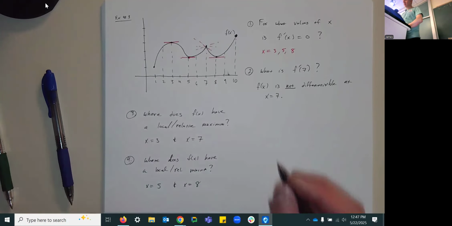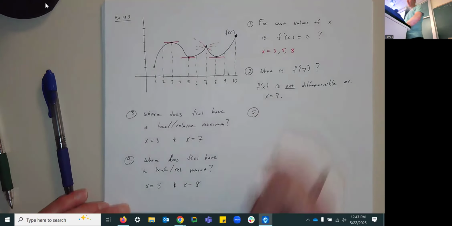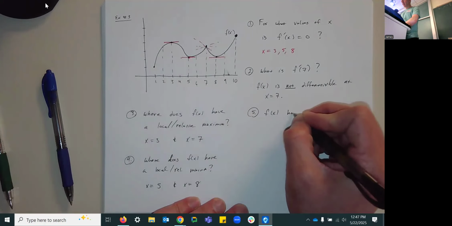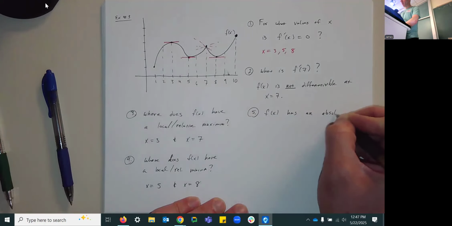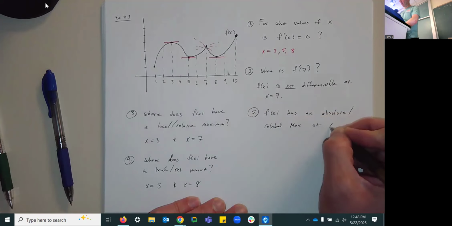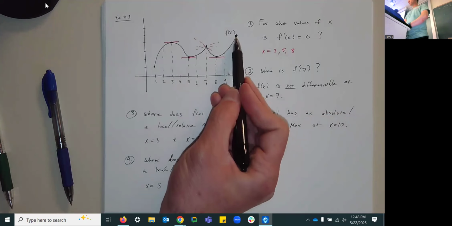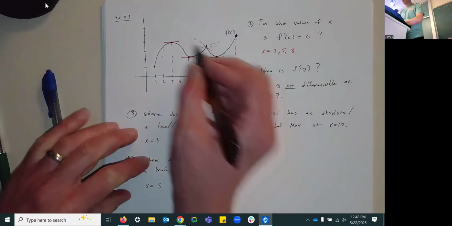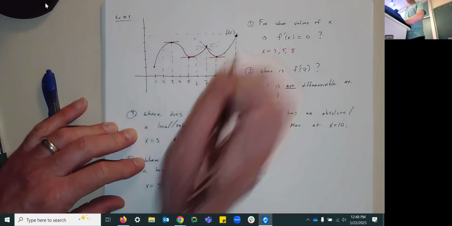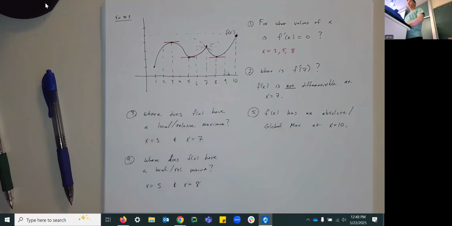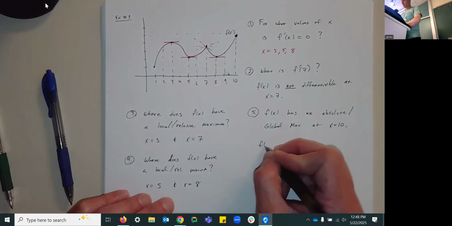But I will point out, instead of asking it as a question, that f of x has an absolute or global maximum at x equal to 10. Because that point there, even though it's not necessarily considered a local maximum, has a y value, or function value, that is bigger than every other function value on the page, right? This y value here, whatever it happens to be, is the highest y value. And then you all should be able to tell me where we have an absolute or global minimum. I know you all are thinking it.